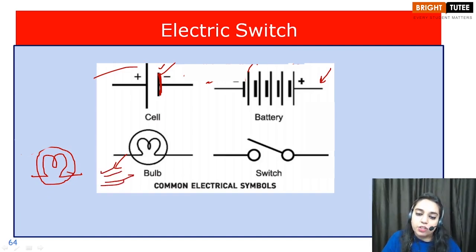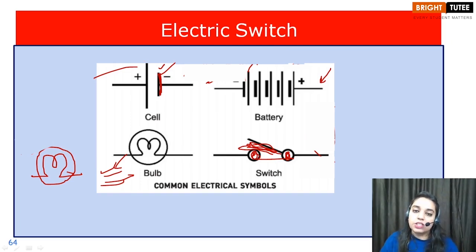Then we have a switch, children. Switch is represented by these two dots and this key. So children, when there is a gap in between, we say that switch is off, and when they are joined, we say switch is on. But we are going to discuss this in detail. Okay, so need not worry about it. Just now, you just remember what all are the symbols for the different components of an electric circuit.